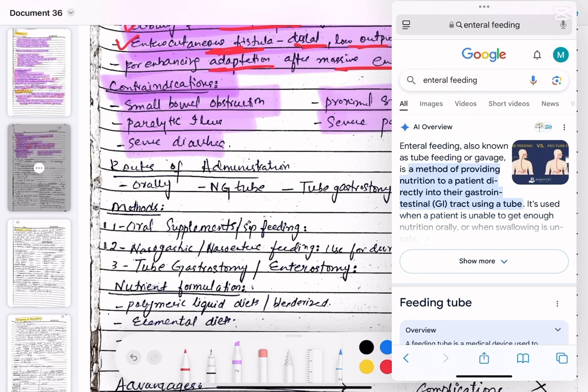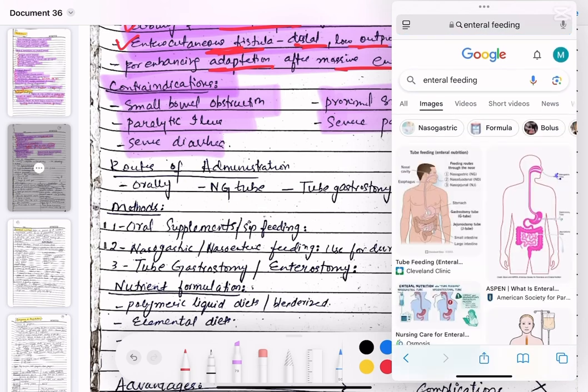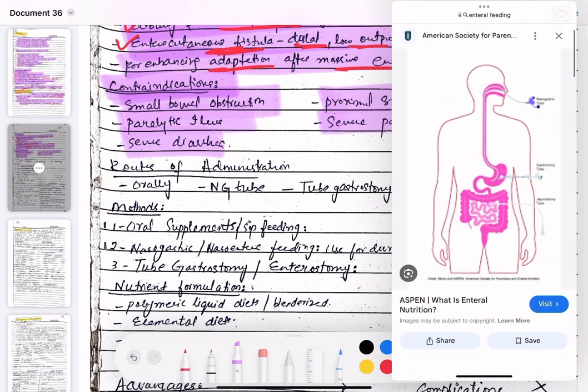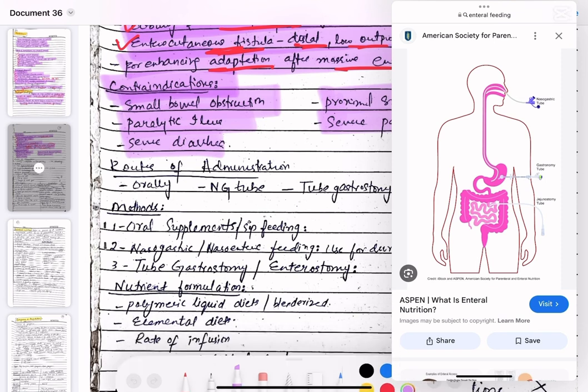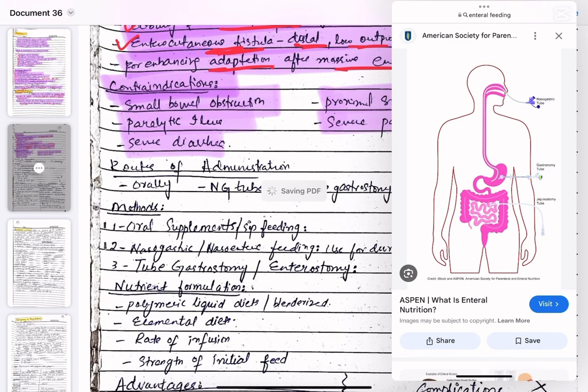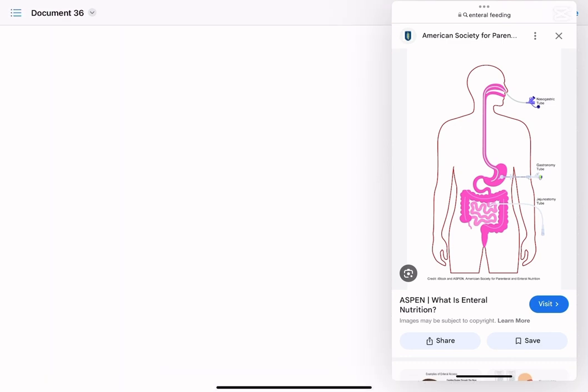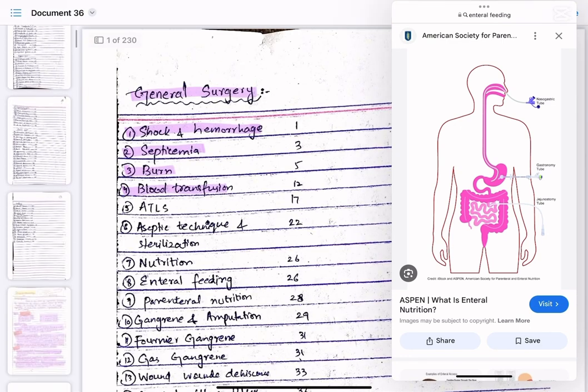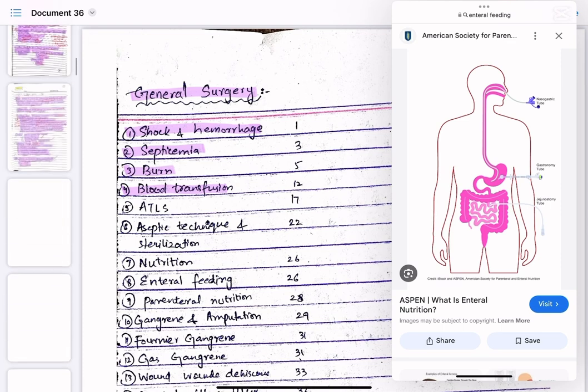Okay, so this is the GIT system, the gastrointestinal tract, and here the tubes are used: the gastrostomy tube, and here is the jejunostomy tube. Whenever nutrition is provided in the GI tract through a tube, it is termed enteral feeding. We have discussed the indications and contraindications for enteral feeding.